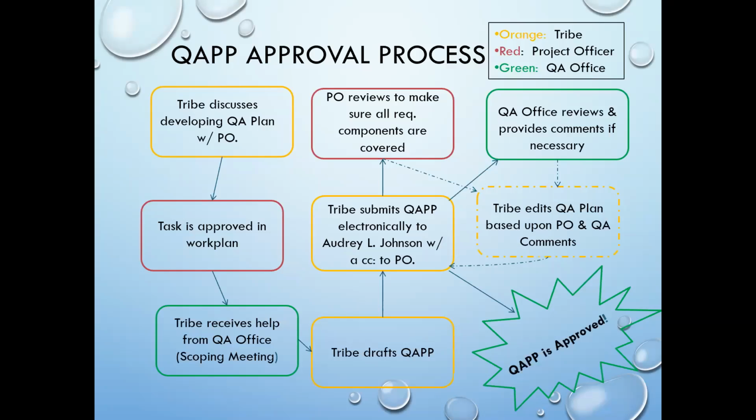This chart outlines the process for getting a new or revised QAP approval. So the tribe will receive assistance from the Quality Assurance Office in developing the QAP. After it is drafted and submitted to your PO, it will be sent back and forth with necessary comments and feedback from the PO and Quality Assurance Office, and edited until it is approved.